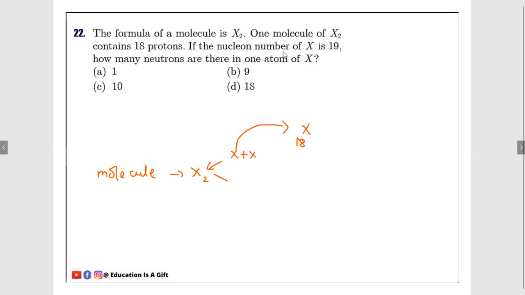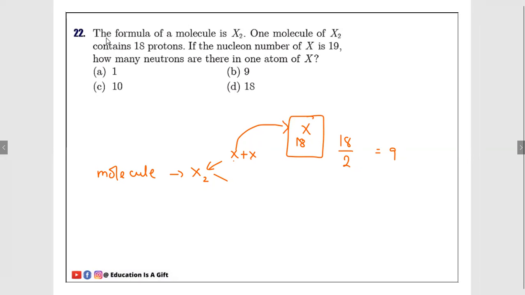If the nucleon number of X is 19, they are saying nucleon number. So what is meant by nucleon? Here one thing you have to consider: one of the molecules of X2 contains 18 proton. Now what we have to do, X plus X means 2X, 18 divided by 2, if you do, you will get 9. So blindly you should not write like that.